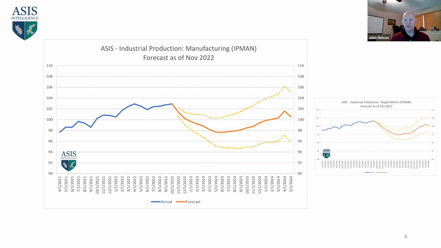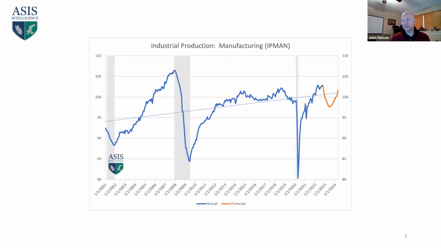All right. And let's take a look at the long term. Again, the picture hasn't changed much. I think the one thing to note is the dip is not out of the realm of what we have seen in the past.